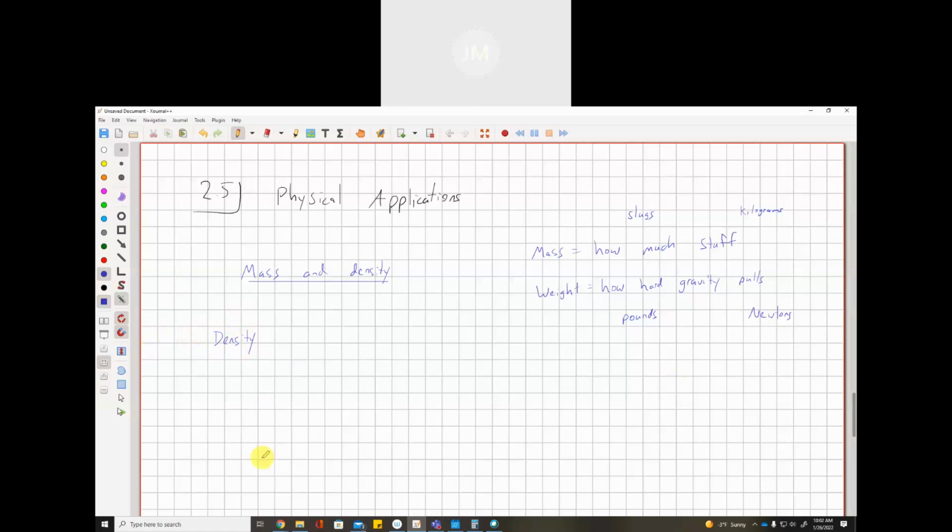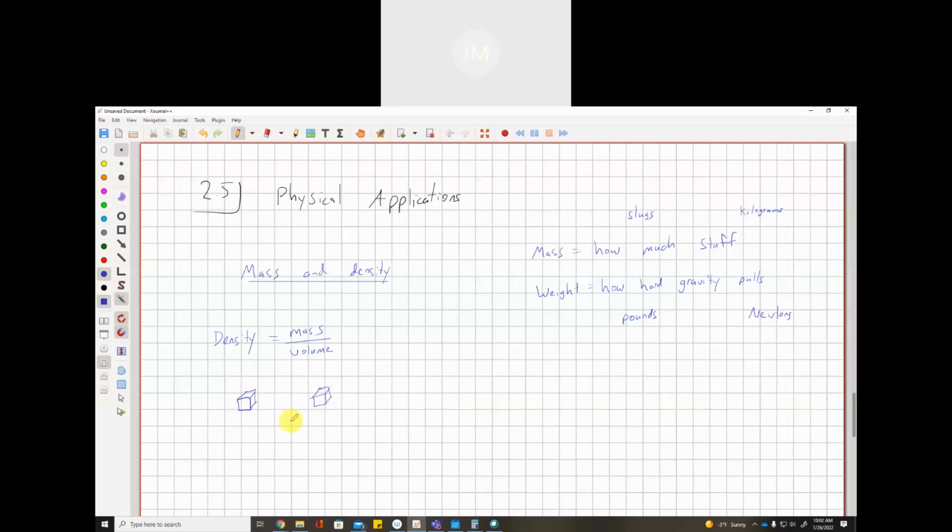Okay, so density is just how much mass divided by how much volume. If I took a cube of metal and another cube made out of wood that were the same size, the metal one weighs more, it has more mass. So if I divide by its volume, I'm going to have a higher density for a metal cube than I am for a wood cube. That's how we can measure density.